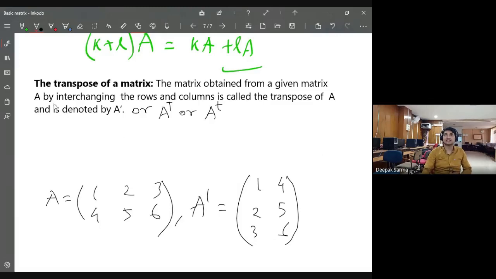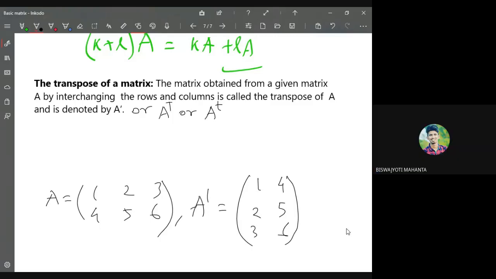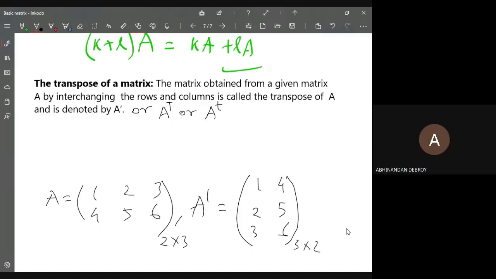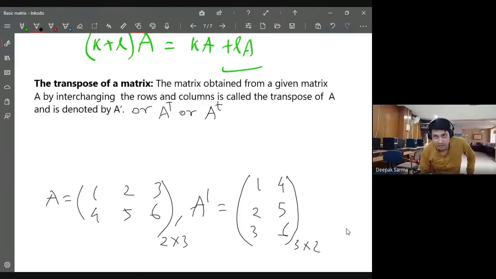So here I have interchanged the rows and columns. This is the first row. I make it the first column. This is the second row. I make it the second column. Is it clear? Yes, sir. Here the matrix is of order, what is the order? 2 by 3. What about the order here? It is 3 by 2. Because we are changing the rows and columns, the order will always change. So interchange.